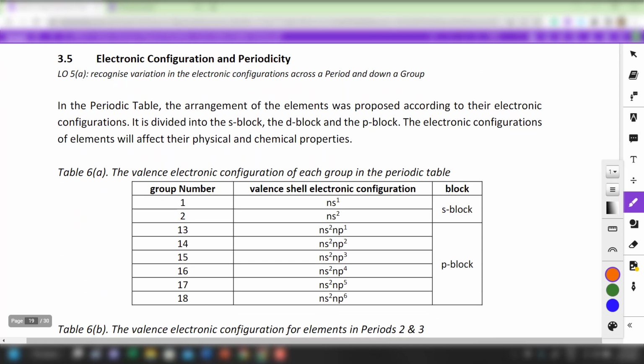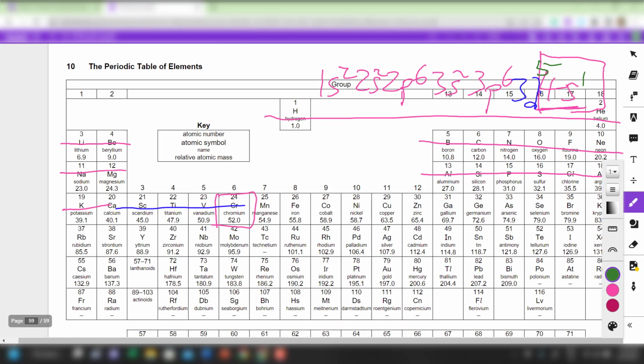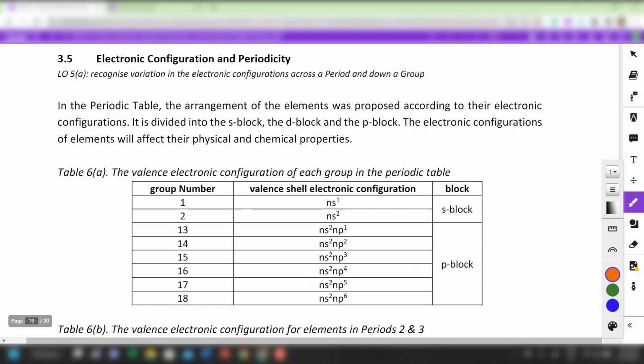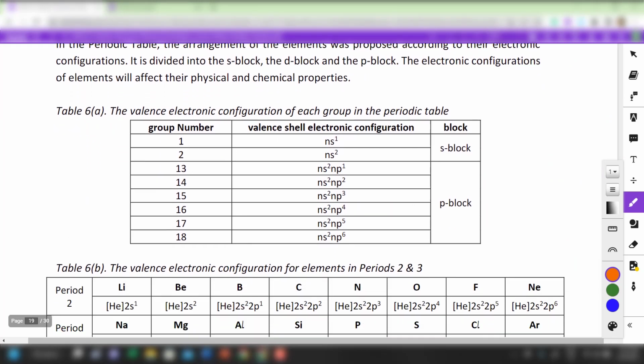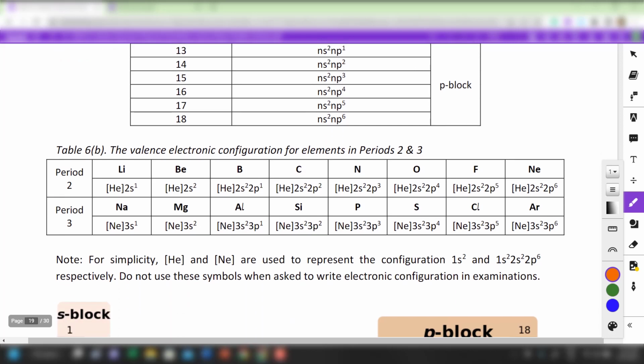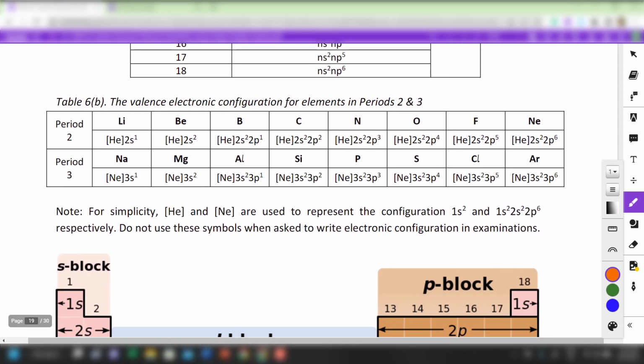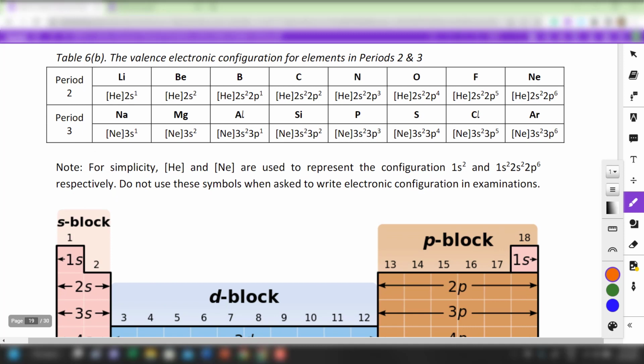And then electronic configuration and periodicity, I think I have jump started a little bit because I thought it is actually easier for you to look at electronic configuration by simply looking at the periodic table. So as I mentioned earlier on, if you are looking at period 2, we are filling up 2s and 2p subshells. So this is actually what this portion is trying to tell you. Since I've jump started, I do not need to discuss too much from here.